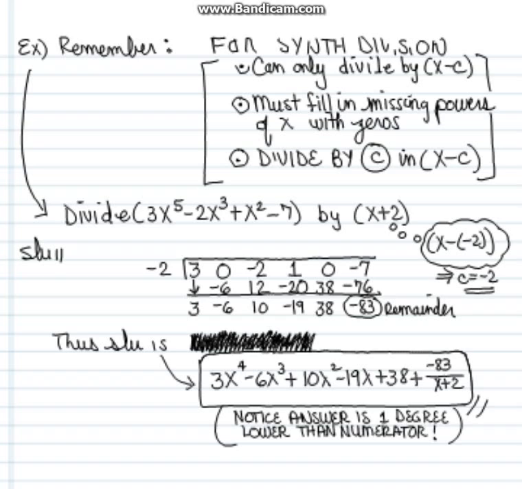I took all the numbers on the bottom row of synthetic division, and then I listed those as coefficients of powers of x starting 1 degree lower than the original question. So it was starting with x to the fourth, and x to the third, x to the second, x to the first, then the number, then the remainder over the divisor.